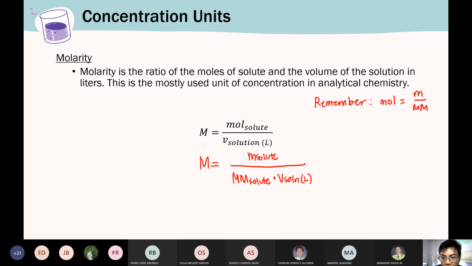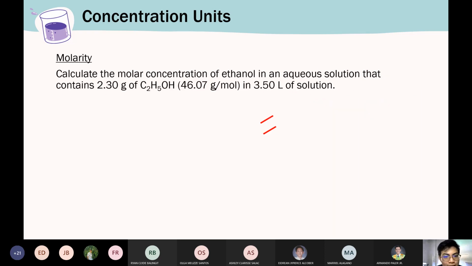Nakuha na yan na. Sige. Let's try this one. Calculate the molar concentration of ethanol in an aqueous solution that contains 230 grams of ethanol. The molar mass is 46.07 grams per mole in 3.5 liters solution. Okay? Hanapin daw ang molar concentration.